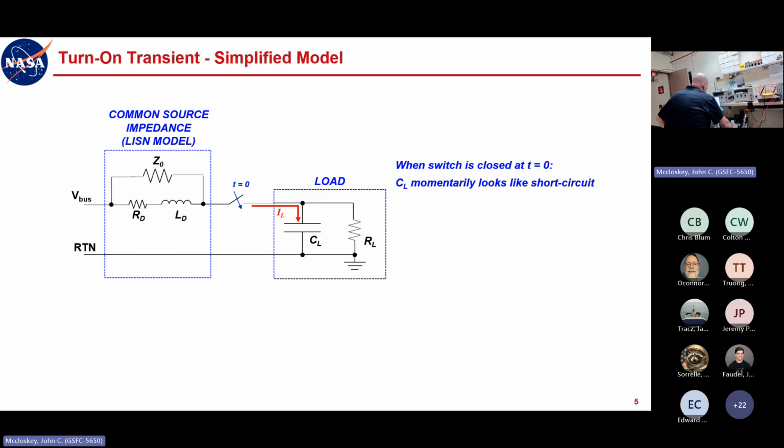You can change the current instantaneously, but not the potential. So when you flip the switch, it's kind of another way of saying the same thing. It looks like a short circuit at that instant. So it's going to pull as much current at that instant as your drive circuit can source right at that instant.